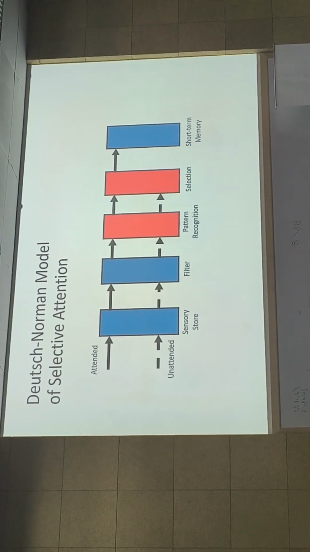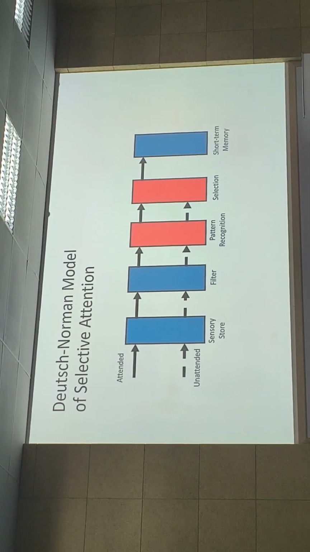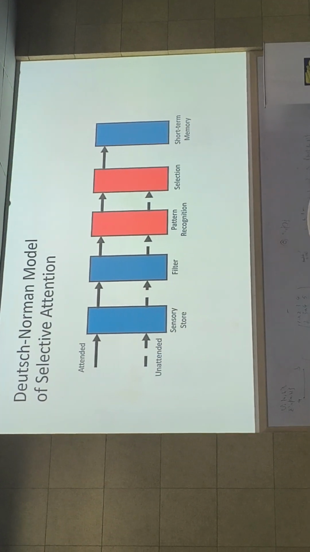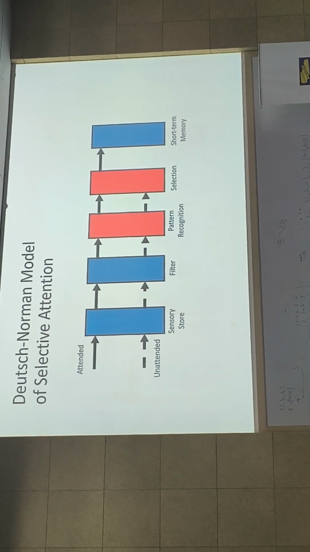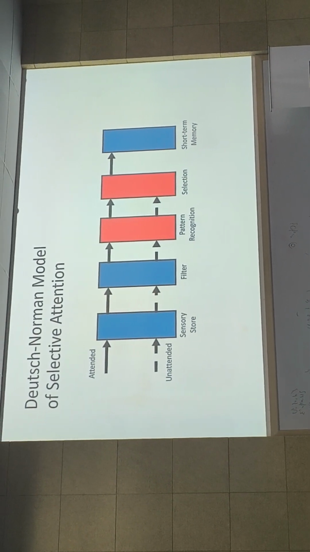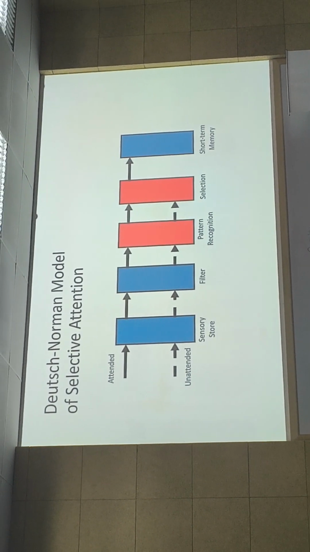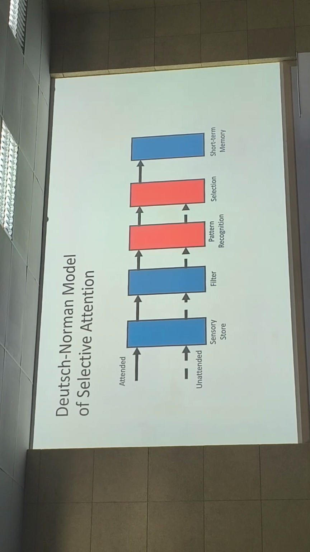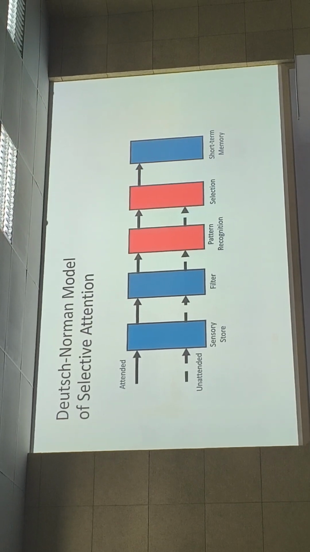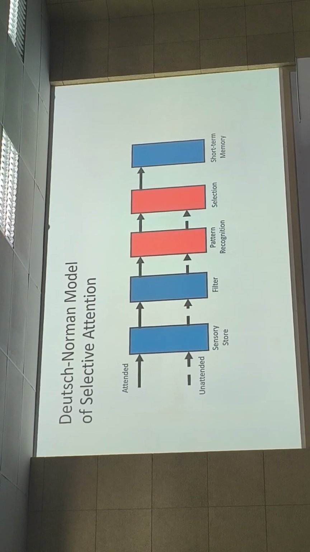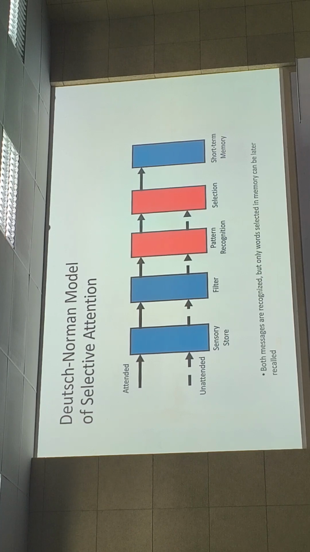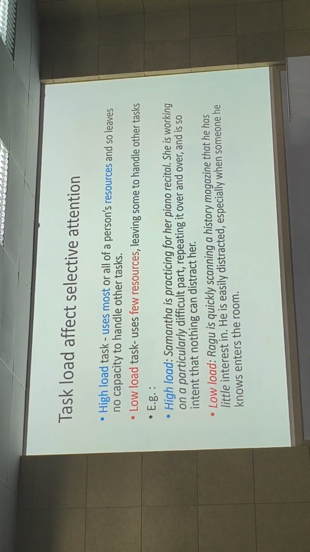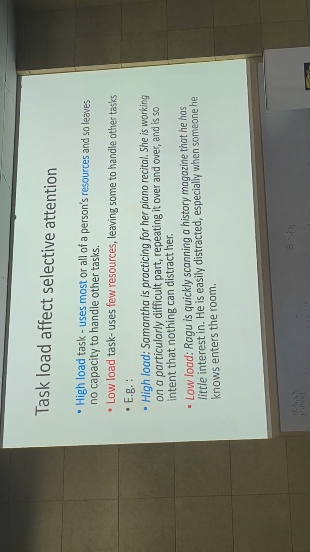But eventually we have the Deutsch-Norman model of selective attention, where there are words that can be ambiguous. For example, they are playing at the bank. Is it referring to the river bank, or is it referring to the financial institution? So these are the things that have been covered in these three different models that we talked about.